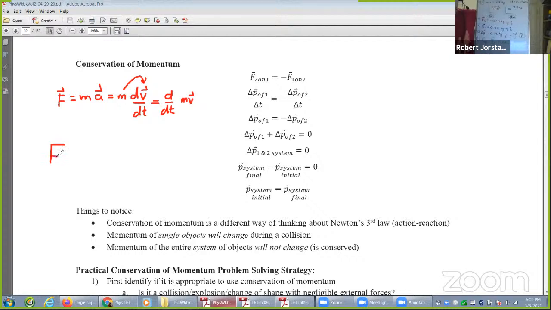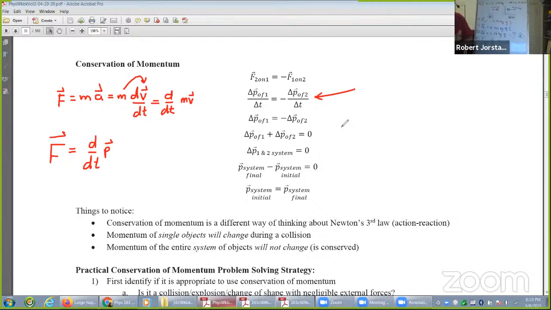Well, that's just force equals the time derivative of the momentum vector. That's the same thing that I'm writing right here. All I did was I replaced force with dp/dt, and then I used deltas to get an average or an approximate result.